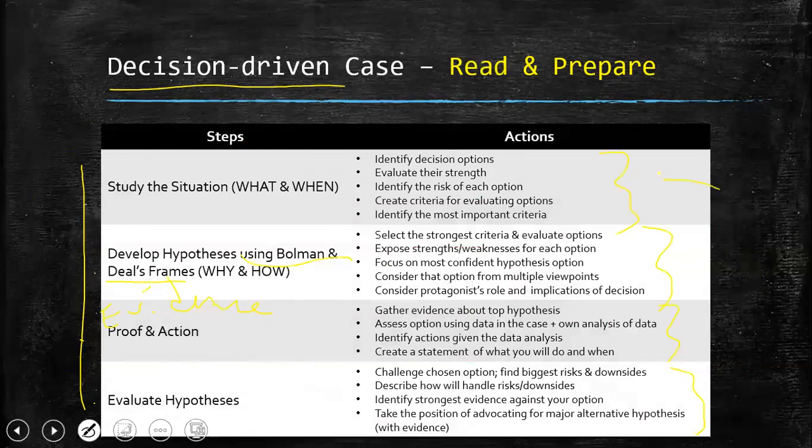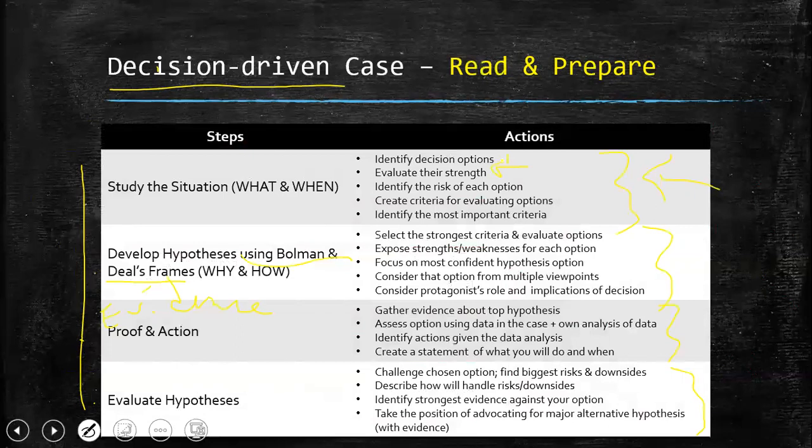So let's go one by one and start with studying the situation, the what and when. In a decision-driven case, the first thing you want to do is identify what are the decision options that are available in the case. It might say something like, she has 2 choices to make. One is expel Roger. The other one is whatever it is. So identify what the decision options available are that are both explicitly stated, as I just suggested with my silly example, or are implicitly stated. In other words, they aren't overtly stated or written down in the case, but you understand because of your expertise and experience that there are maybe 2 or 3 decision options that are available.